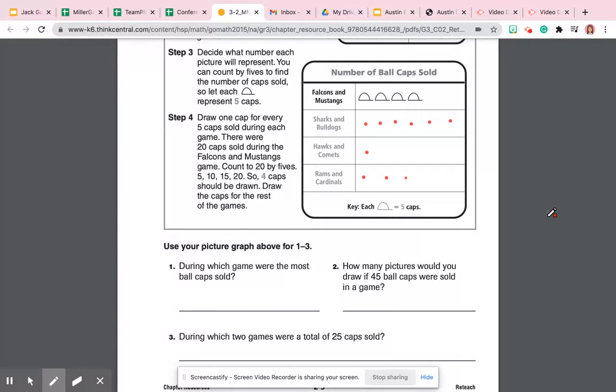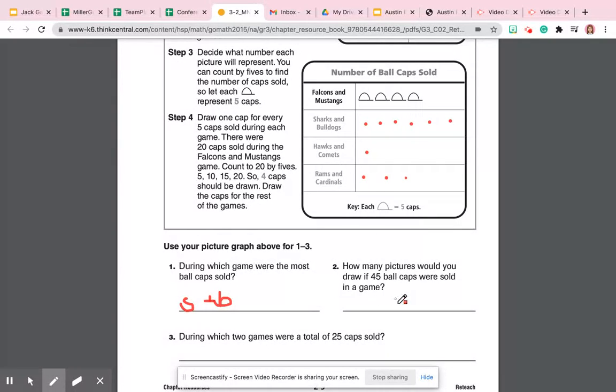Which game did we sell the most caps? I count 1, 2, 3, 4, 5, 6 caps here. In this one we have 4. In this one we drew 1. And then this one we drew 3. So the one that we drew the most was the Sharks and the Bulldogs game. So you would write the full word Sharks and the full word Bulldogs. Miss Miller is just putting S and B because I'm writing it on my computer. And we know I'm not very good at drawing caps, so I'm not going to try and write the words.